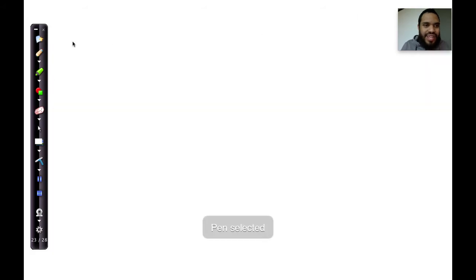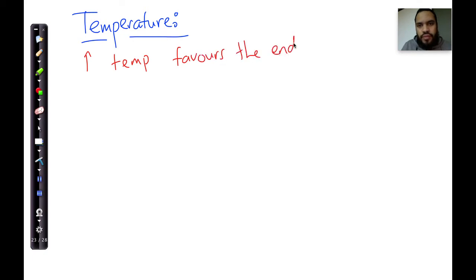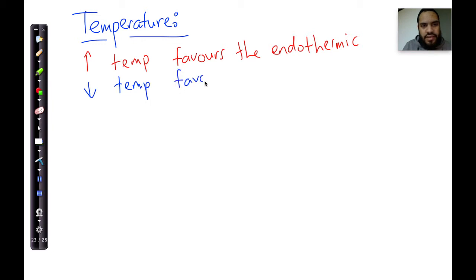Now, the question is, how does temperature change the equilibrium position? And that's what we're going to answer now. Okay, temperature. Well, it's as simple as this. An increase in temperature favors the endothermic reaction. And the contrary is also true, where a decrease in temperature favors the exothermic reaction.